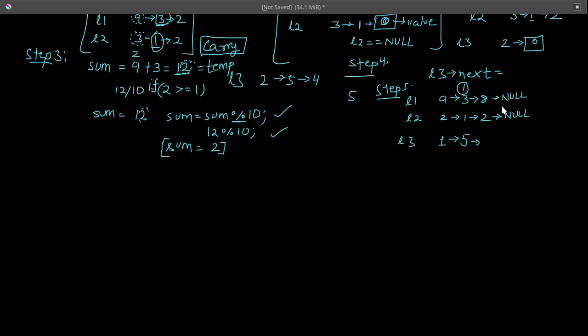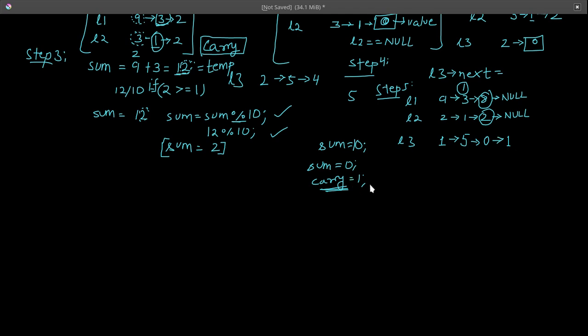So the while loop will end after this. So 8 plus 2 gives me 10, so the value of sum will be equal to 10. And then after this operation, the value of sum will be equal to 0, and the value of carry will be equal to 1. So you can see that after doing this, it will allocate a node and just assign it 0. That means that there should be another node which will have the value 1, same as the carry variable. So we will have to maintain this last case.